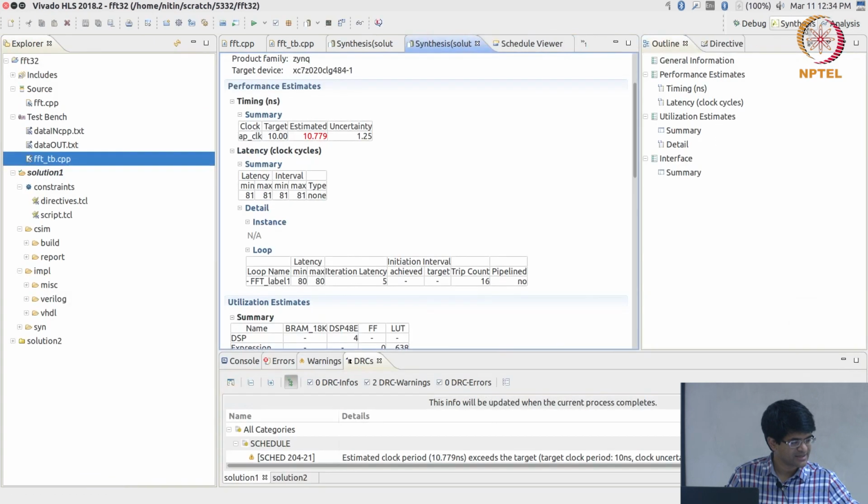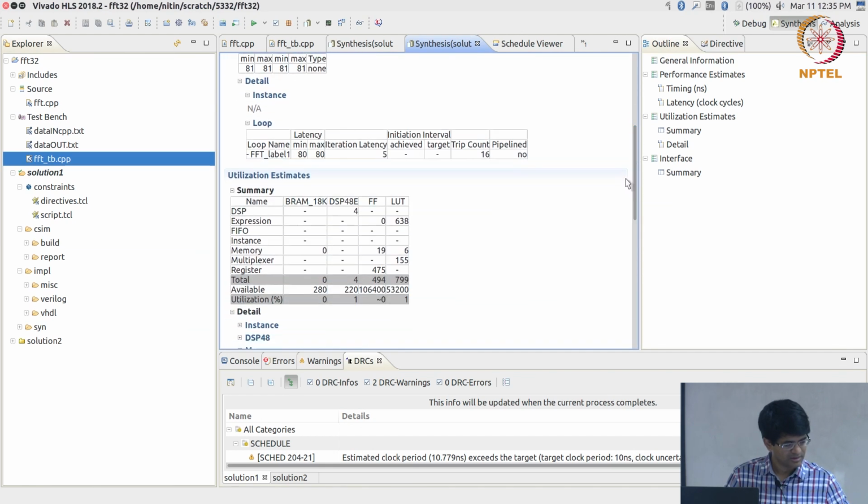Let's go back to the synthesis perspective. That's where we look at our results over here. So the FFT0 module we saw is taking 81 clock cycles. Next thing of interest is the utilization estimates. And if I look at the utilization estimates, it's broadly divided into four classes. First is the BRAMs. How many block RAMs am I using? How many DSP48s? Multiplier blocks, how many flip-flops, and how many lookup tables.